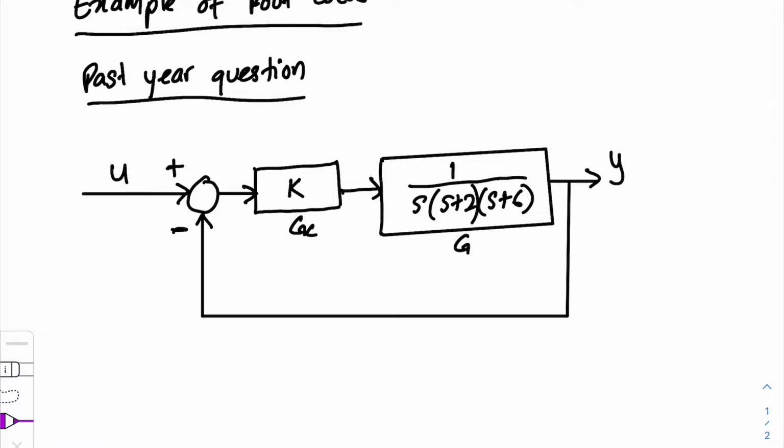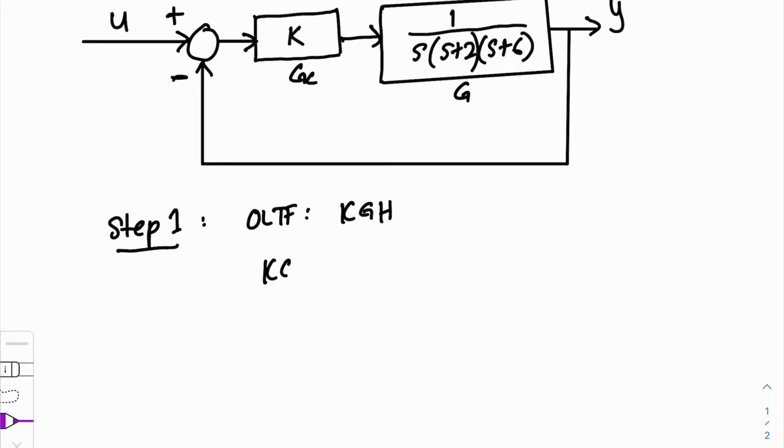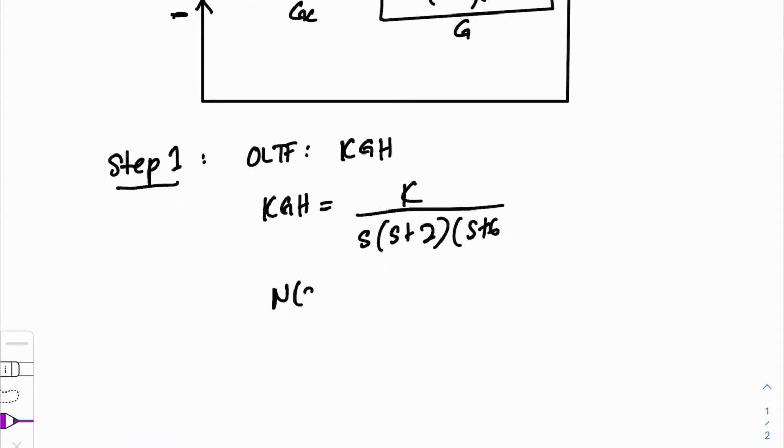Then from here, you're going to plot the graph, starting with the open loop transfer function. So what is the open loop transfer function? It is your KGH, isn't it? So for step 1, you're going to multiply your K by G by H. That's going to be K over (s plus 2)(s plus 6), and then multiplied by 1. I'm not going to write 1, of course. So that is your open loop transfer function.